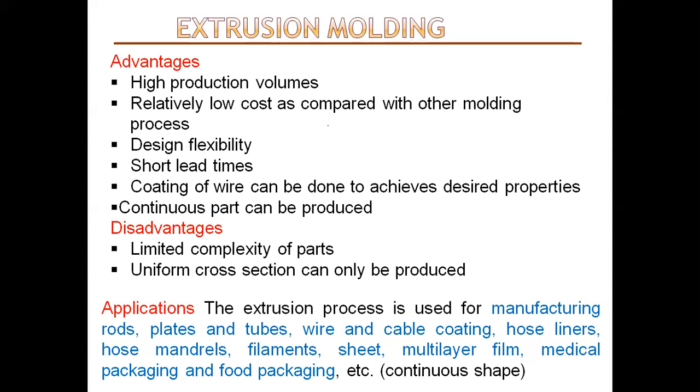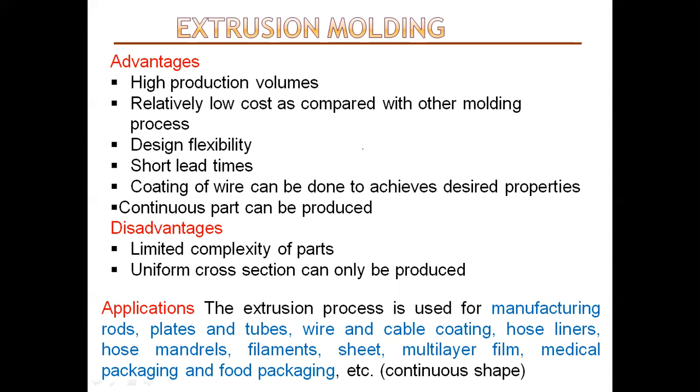The disadvantage is that it is limited in the complexity of parts. If your part is complex, then you can't use extrusion molding. One more disadvantage is that only parts with a uniform cross section can be produced using extrusion molding. If the cross section is not uniform, you can't use extrusion molding. This is the limitation of the extrusion molding process.